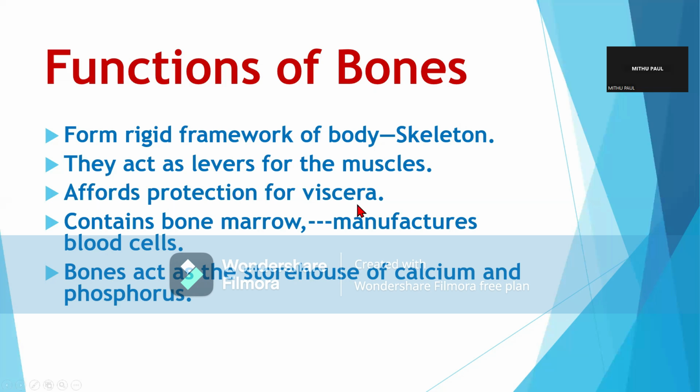It affords protection for the viscera. Think about the skull giving protection to the brain. Think about the thoracic cage giving protection to the lungs and the heart. It contains bone marrow. Bone marrow is a tissue loaded with fat and hematopoietic components, which gives rise to all sorts of blood cell lines.